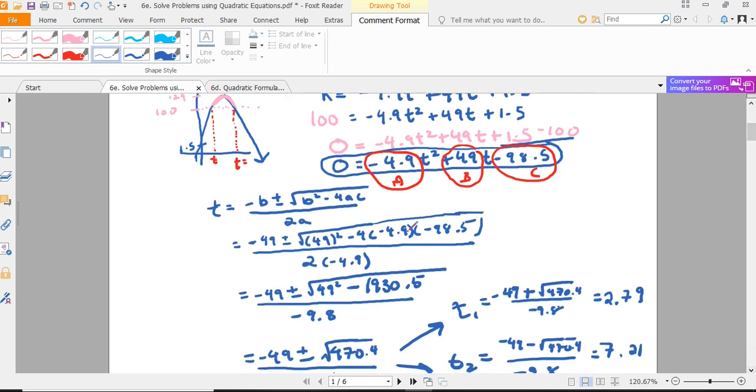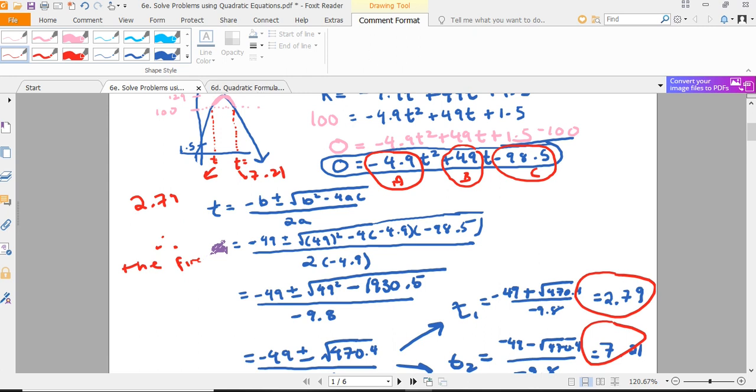So what does that mean? That means that our first time, this time right here, would be 2.79, and then this time here would be 7.21. So therefore, the firework will be above 100 meters between 2.79 and 7.21 seconds.